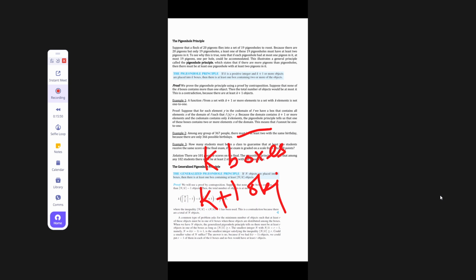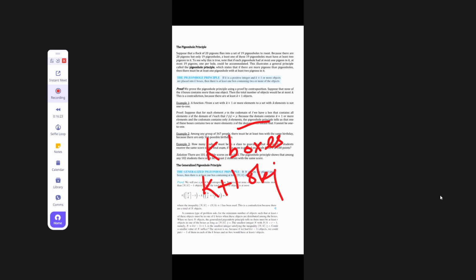Again, for example, suppose you have 4 boxes and you have 5 apples. I can put 1 apple each in the 4 boxes, so 4 apples are taken care of. But what happens to the 5th apple? I have to put it in some box. The moment I put it in any box, at least one box has at least 2 apples. So this is the pigeonhole principle.